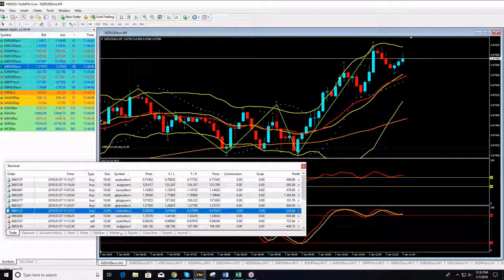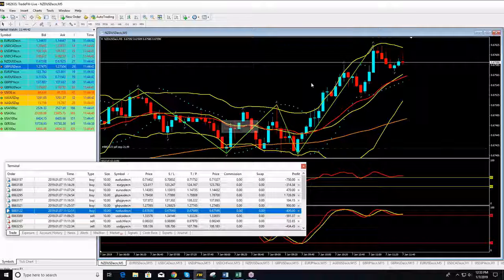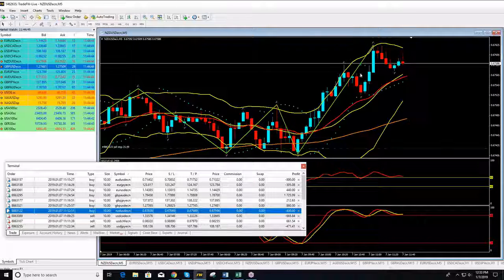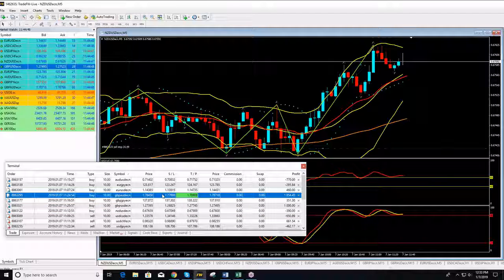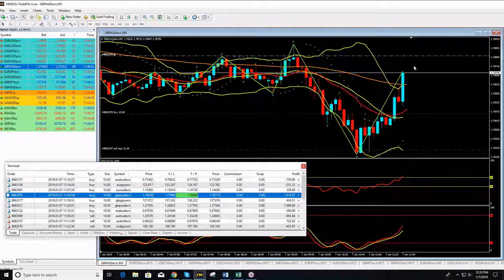Let's go to the Kiwi. Very nice setup on the Kiwi, guys. A nice upside momentum, and we are getting ready, guys, to hit our first TP for the day. Green lights on Pound Aussie. Let's see if we will get our first straightforward position on Pound Aussie.